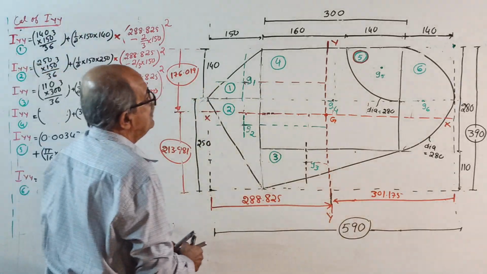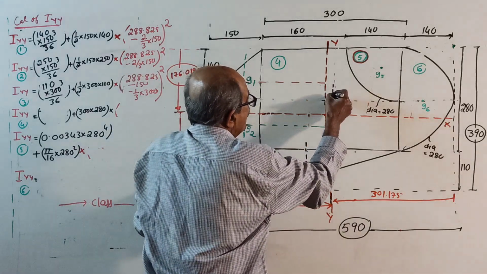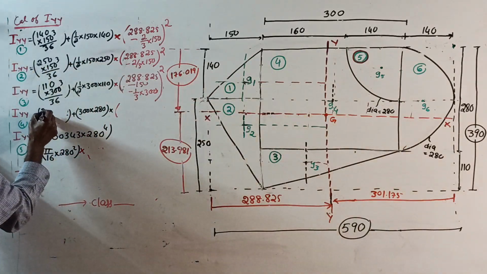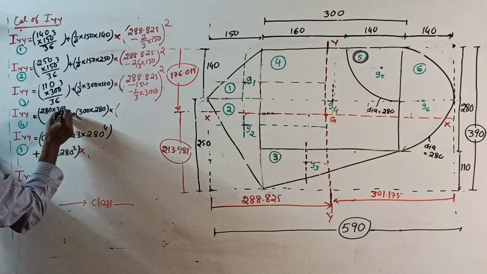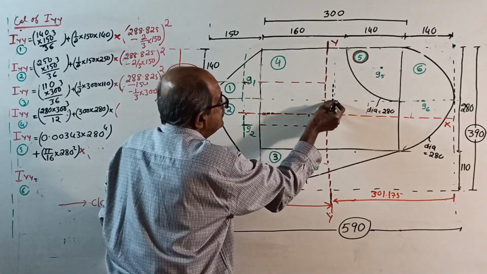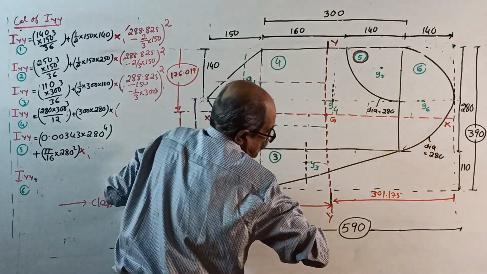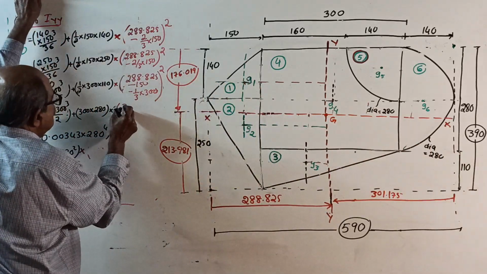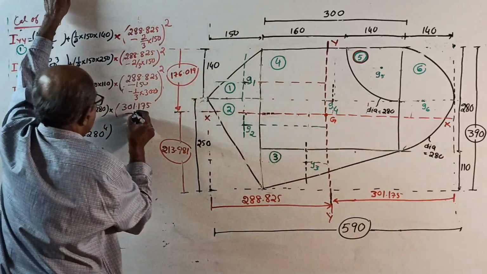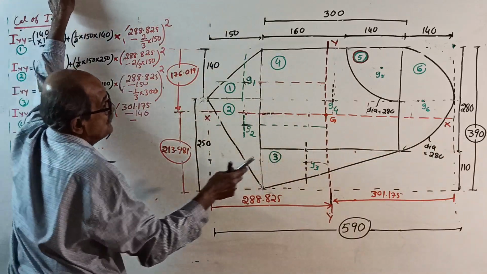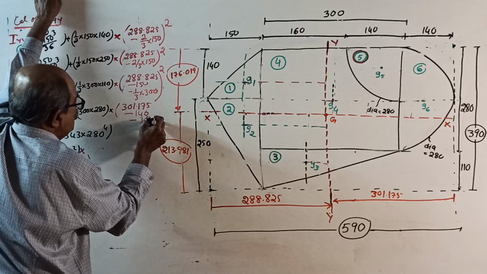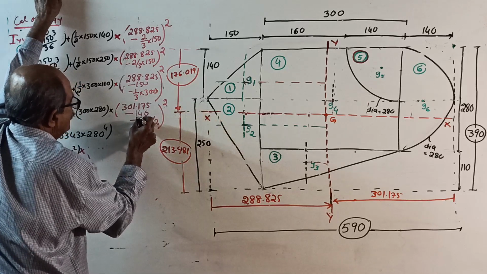Okay. Fourth one. I about its own centroidal axis: 280 into 300 cube divided by 12, plus area into this distance squared. This distance is 301.175 minus 140, also minus, from here to centroid is 300 by 2. This has been explained thousands of times. Whole square.